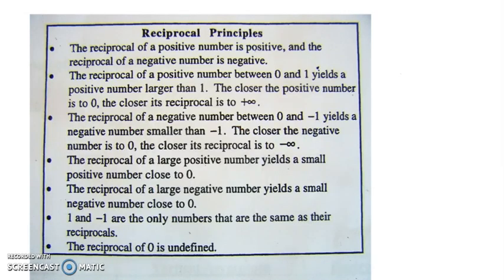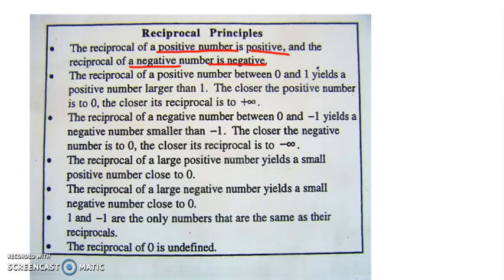Underneath that, you should also have another table of some reciprocal principles. Now, these are things that you kind of need to know. So again, grab a highlighter or a pen and we're going to underline some of the key principles of reciprocals. So first of all, the reciprocal of a positive number is still positive. So just because you flip the fraction doesn't mean the sign changes. So positive is still positive, and the reciprocal of a negative is negative. So the sign stays the same.